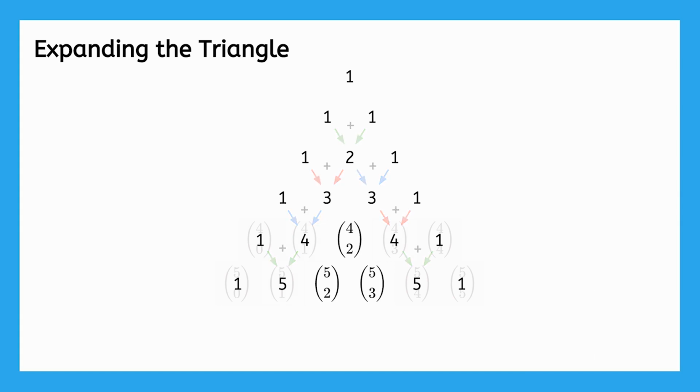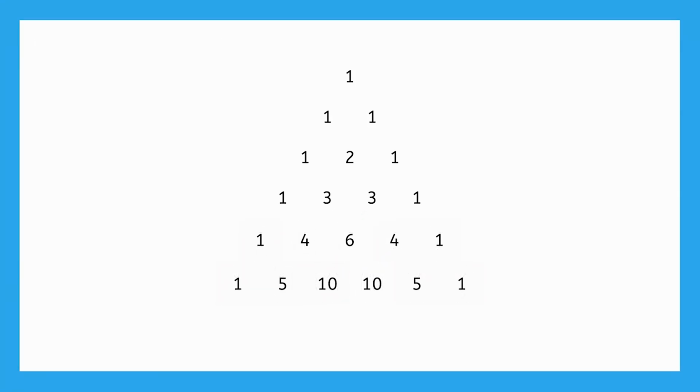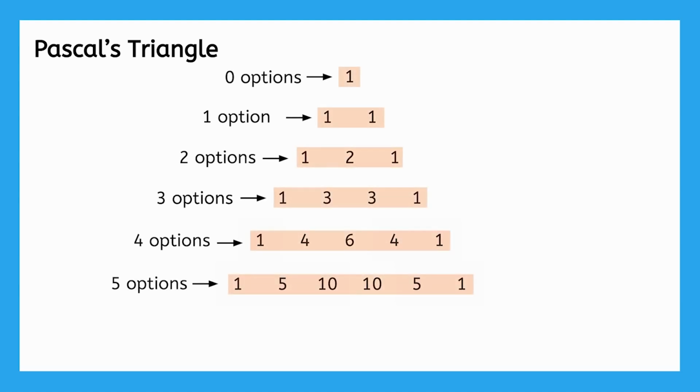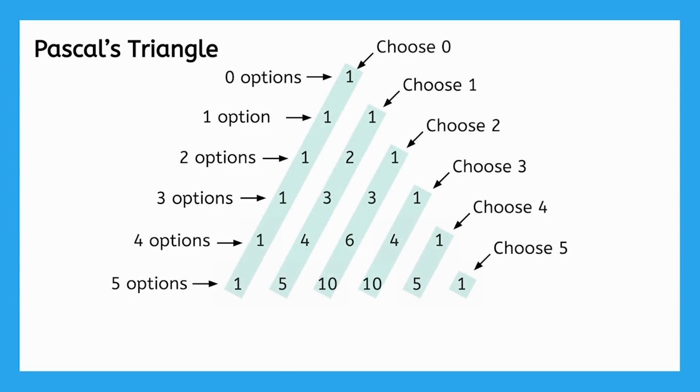4 choose 2 ends up having 6 outcomes. 5 choose 2 has 10 outcomes, and 5 choose 3 is symmetrical with that. You've probably already figured out the name of this secret pattern, since it's the entire focus of this lesson: Pascal's triangle, a never-ending symmetrical triangle of values representing the number of outcomes from combinations, with each row representing the total number of options, and each diagonal column representing the number of choices.